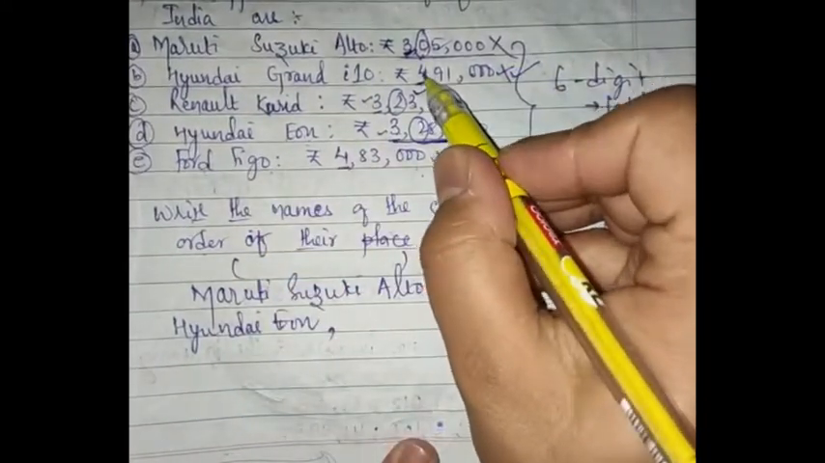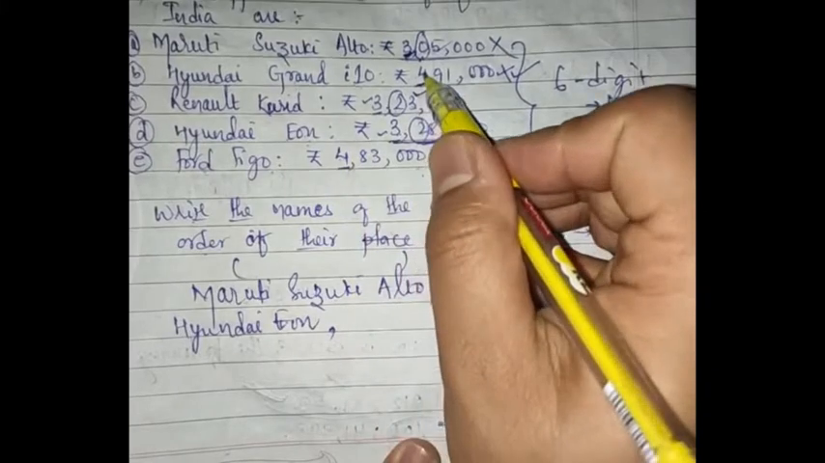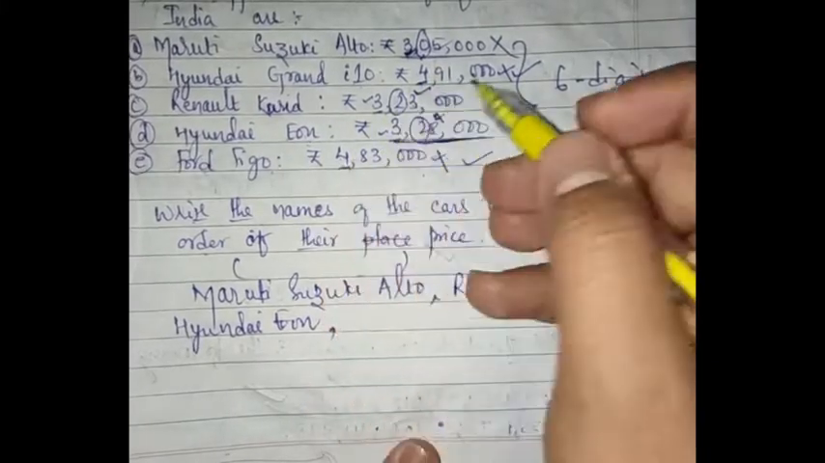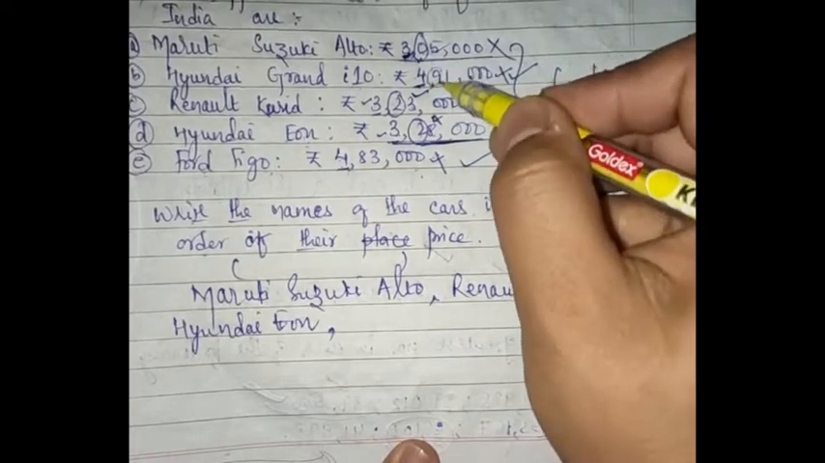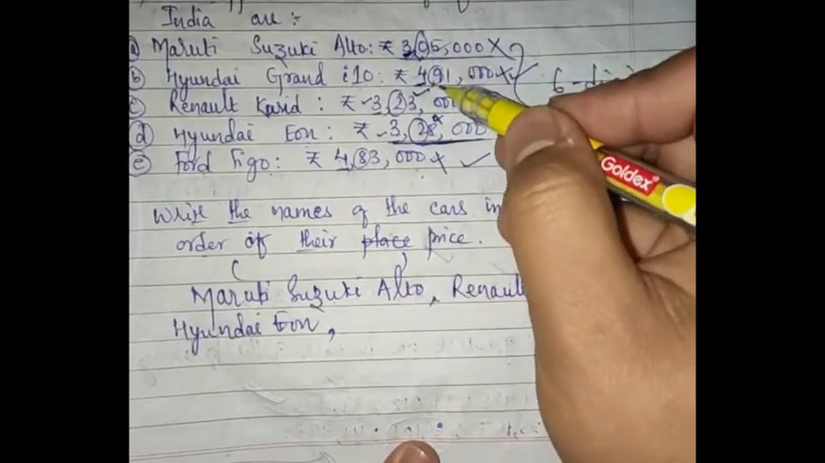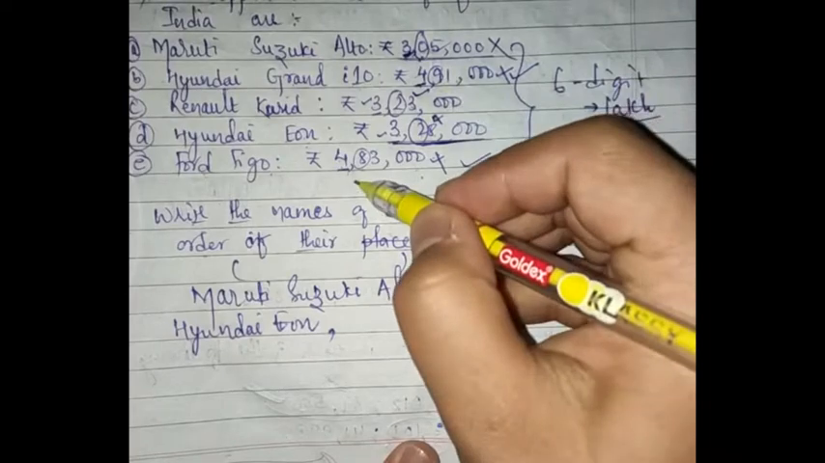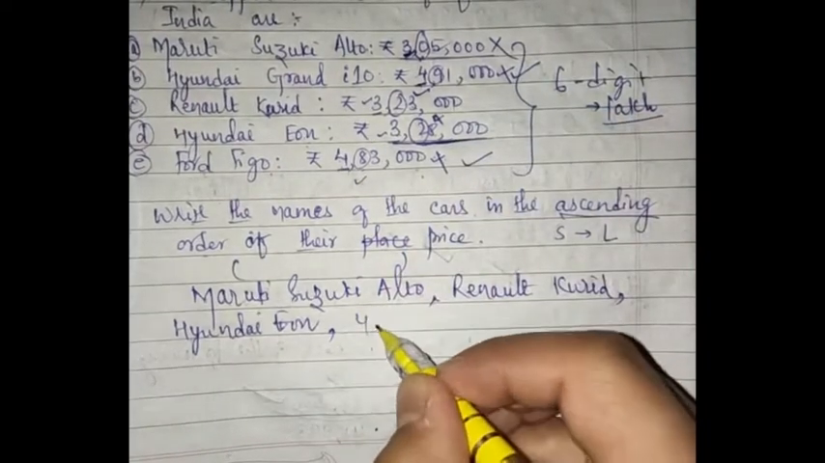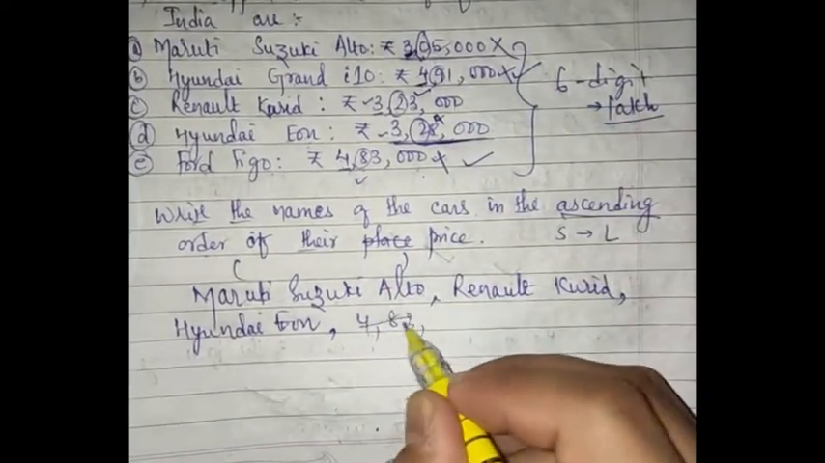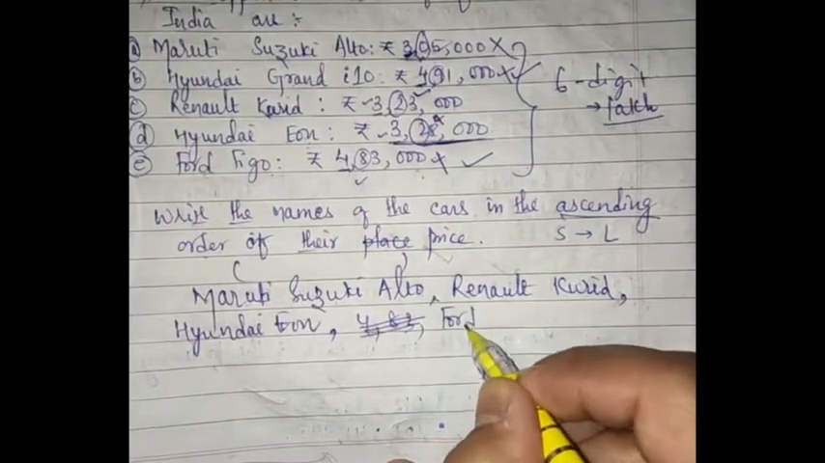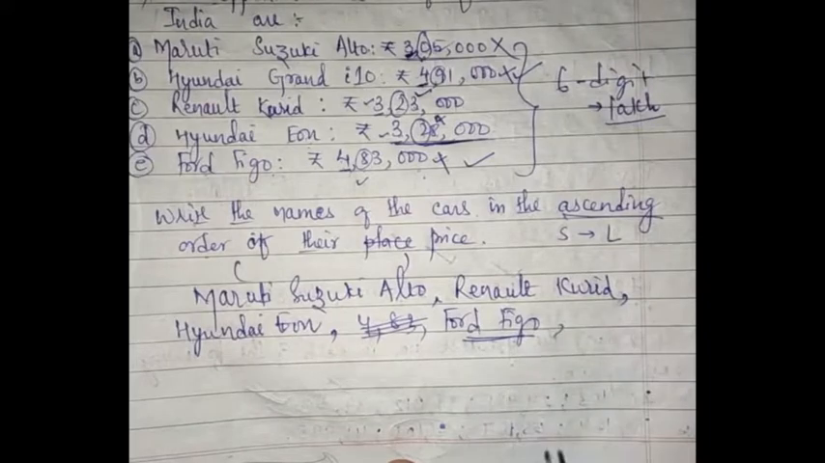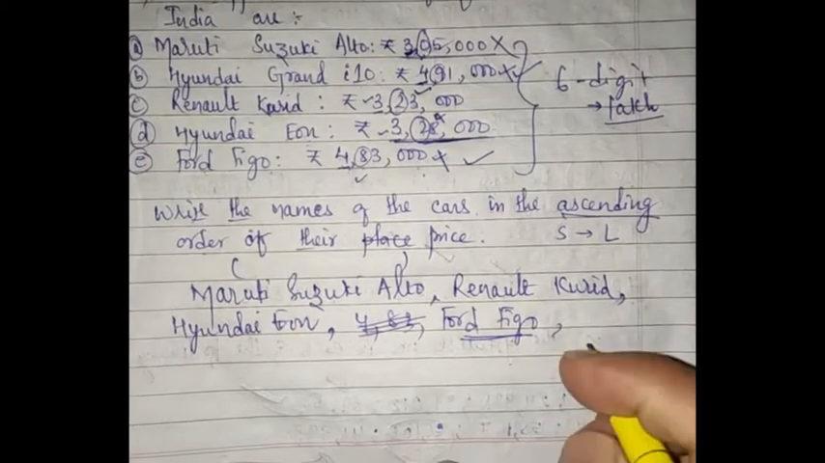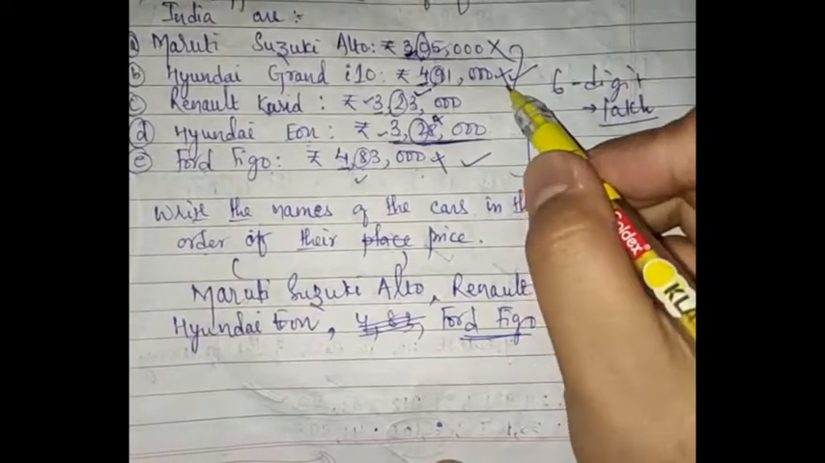Both have 4 in the lakh position, so we cannot compare now. We have to choose the smaller one between these two from the 10,000 position, sorry. So 9 and 8, which one is smaller? 8 is smaller. So we will write 4,83,000. Extremely sorry, Ford Figo. We will write the name, not the price. So Ford Figo is the 4th least cost car. The highest cost will be the remaining one, of course.